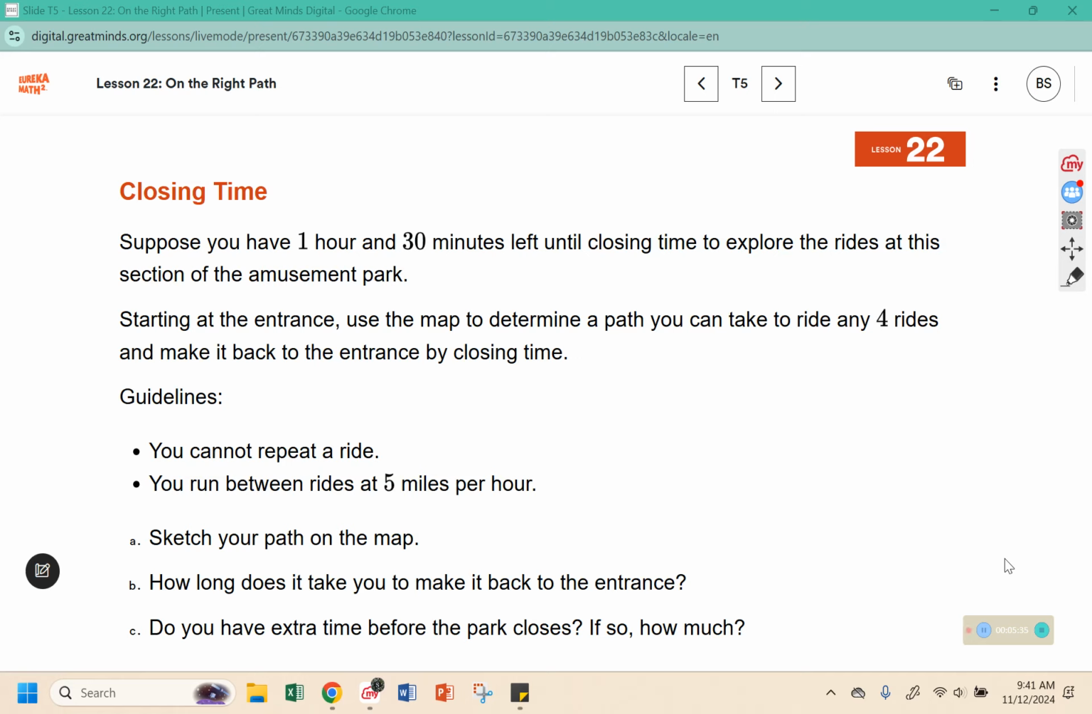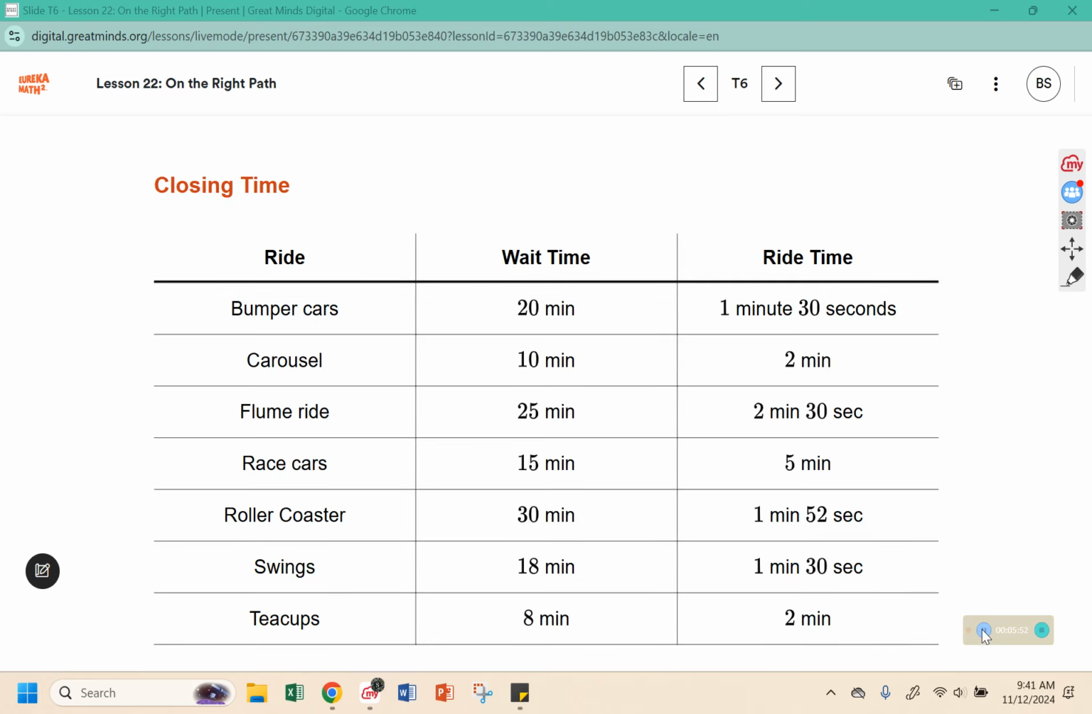So it says sketch your path on the map, which is on page 333. Think about how long it takes you to make it back to the entrance, and do you have extra time before the park closes? If so, how much? Here's another piece of helpful information. You might want to consider how long the wait times are for these rides when determining which rides to go on. For example, the roller coaster, you're going to have to stand in line for 30 minutes. That's a long time when all you have is an hour and a half left. So maybe you prioritize some of the rides that have shorter wait times.